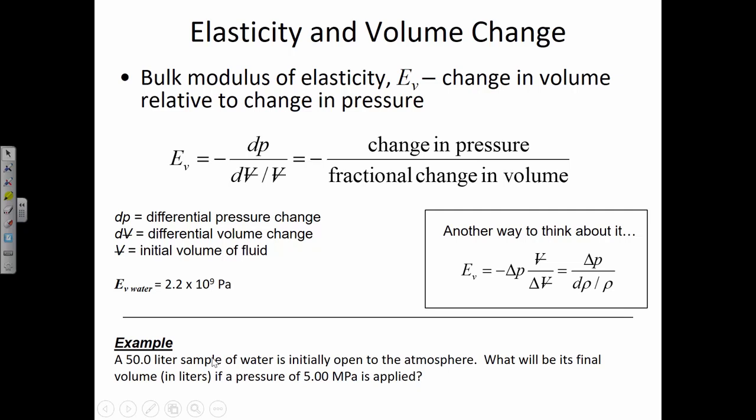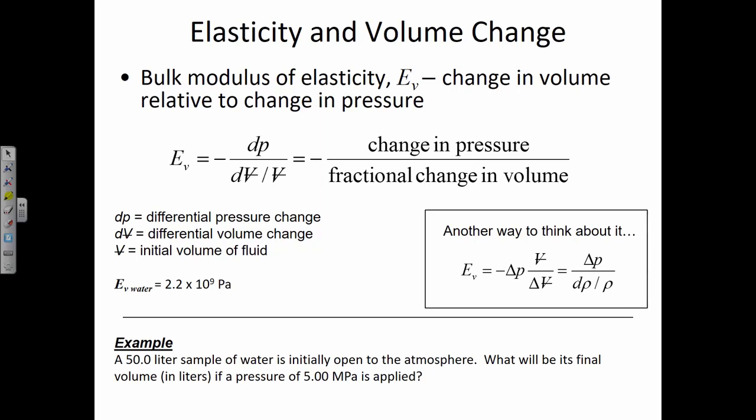So let's take this as an illustration. Let's say that we started off with a sample of water that was 50 liters in volume, and it's open to the atmosphere. And so the 50 liters is our initial starting volume. And since it's water, we already know the fluid property that's going to be applicable here, the E sub V. We want to know what's the final volume that it occupies after we apply a pressure of 5 megapascals.